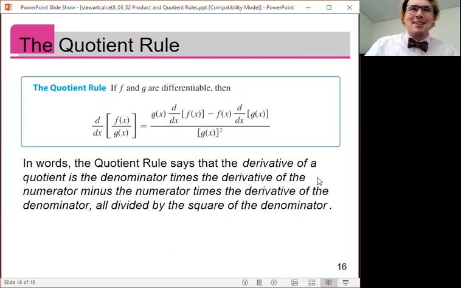Okay, well, let's have a better time reading these letters differently from each other and go back to the function of x notation. The derivative of the function f divided by g is g times derivative of f minus f times derivative of g, all divided by g squared. This is the quotient rule.